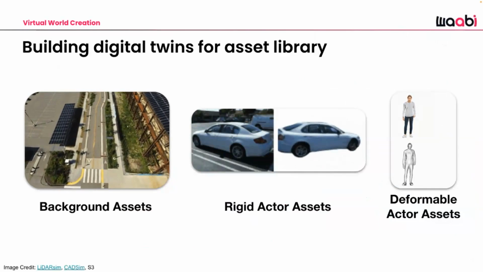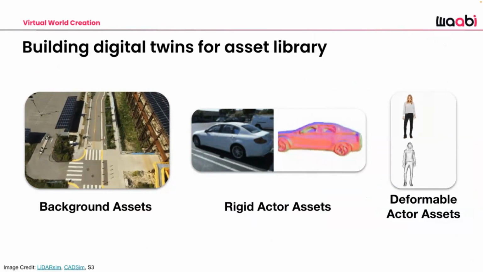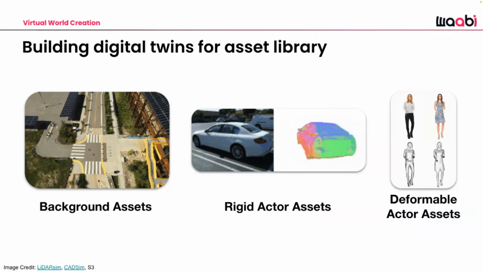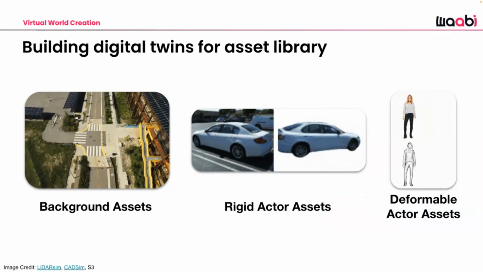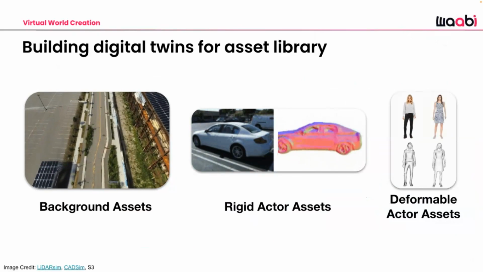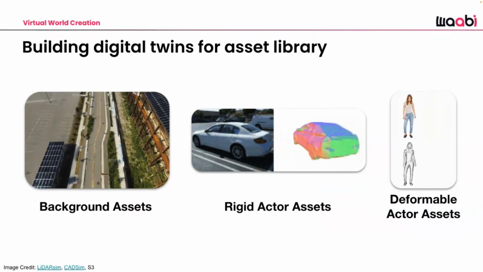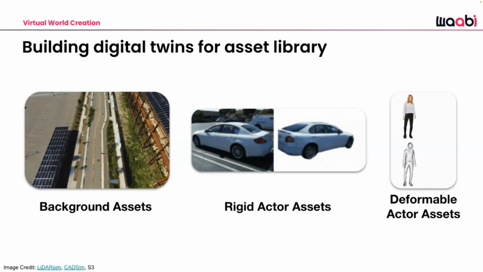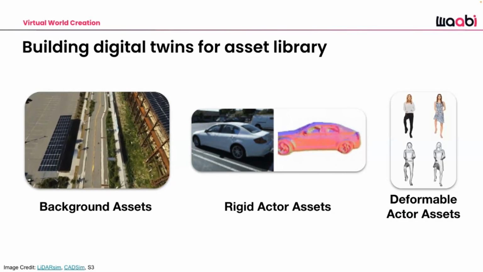Cool. And so we'll now talk about the different aspects of asset reconstruction or digital twin cloning in the next part of this tutorial. There are three ways we separate the asset categories, but there are also recent methods that combine all of them in one place. There's background assets, which are the static scene elements you have in the scene. There are rigid actor assets, such as your standard vehicles. And also there are deformable actor assets, which are like pedestrians, in some cases motorcycles or cyclists, where you need to model the motion and the deformation of the meshes themselves.